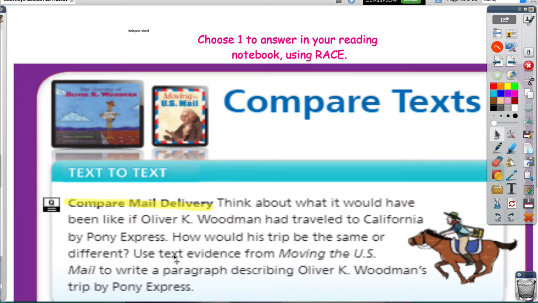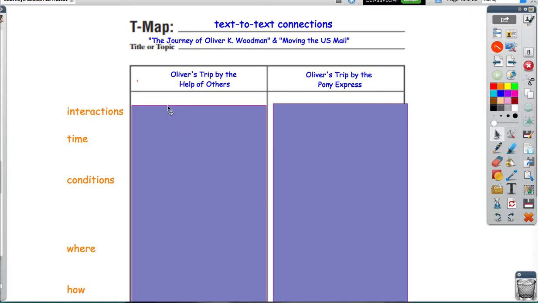First, since we already know how he traveled in The Journey of Oliver K. Woodman, let's go ahead and pre-write for that. Then read our text, okay? So let's focus on pre-writing. For your pre-writing chart, let's think about first the interactions. Who did Oliver K. Woodman interact with? Pause the video here, go back to the text, and add that to your chart.